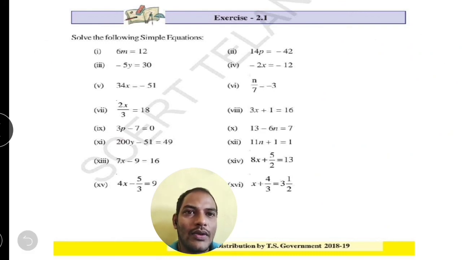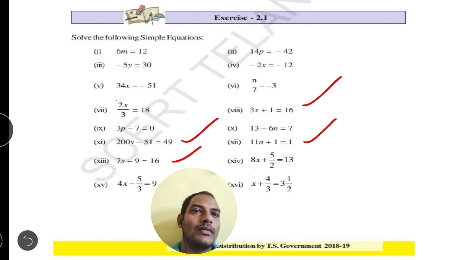Next I am going to give some problems for homework. So children, the 8th problem for homework. Next the 11th problem, 12th problem and 13th problem. So in total 4 problems for homework today.